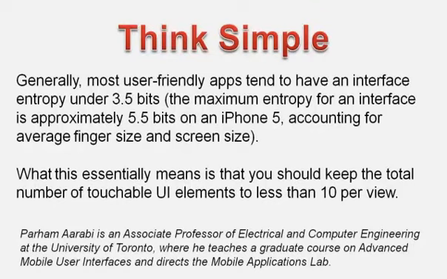What this means is that you should keep the total number of touchable UI, or user interface, elements to less than 10 per view. Now Google says 7, okay? So think about that when you're building these apps, 7 to 10 buttons on the front page.